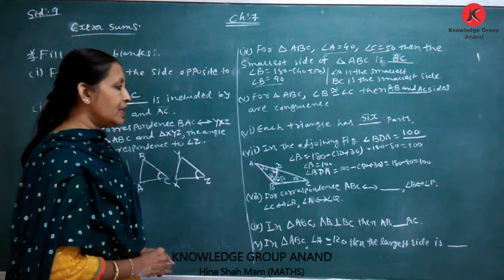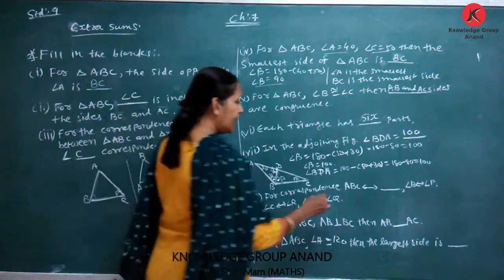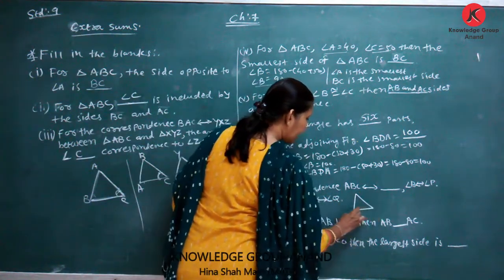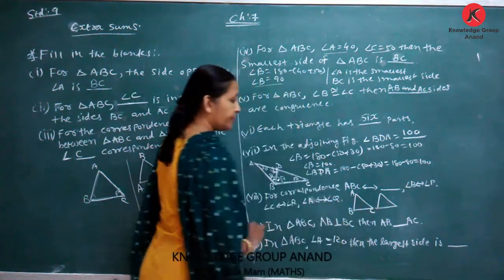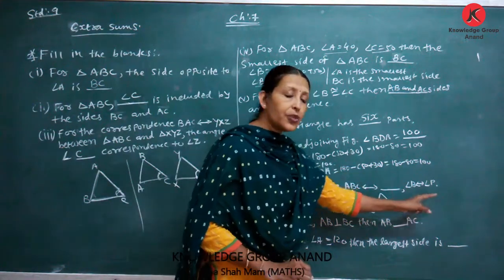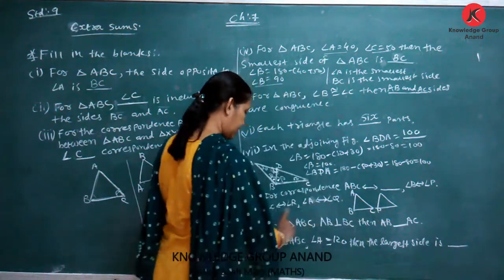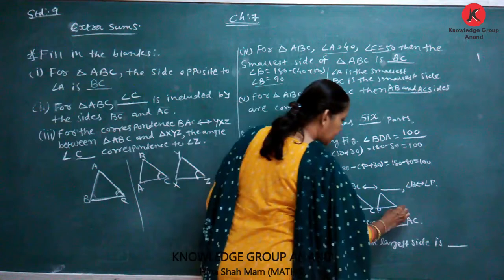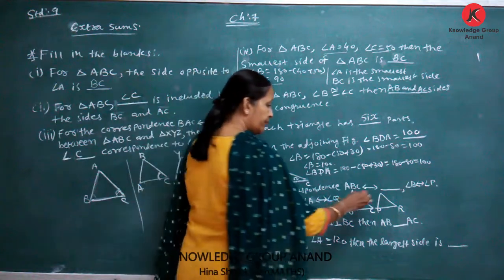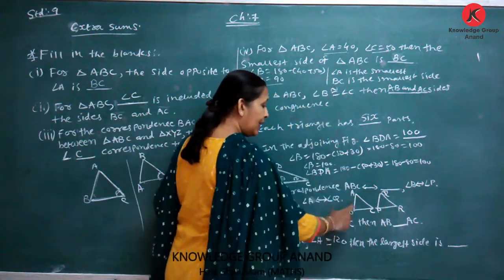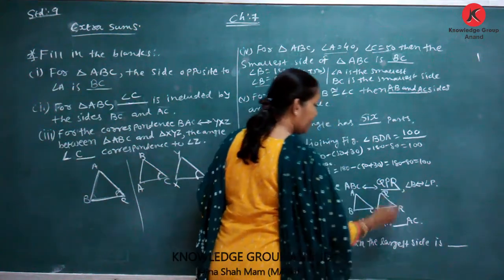For corresponds, ABC to take. Angle B corresponds to angle P. Here we have given first corresponds. First triangle A, B, C. B corresponds to P. Then we write here P. C corresponds to R. And A corresponds to Q. Then ABC corresponds to QPR. Then we write QPR.